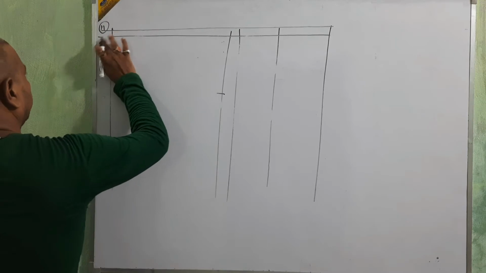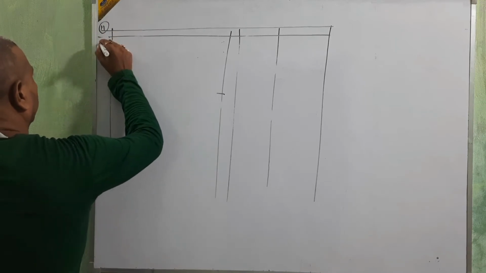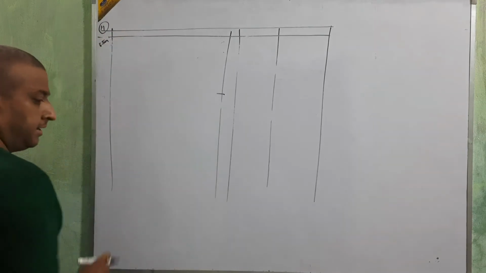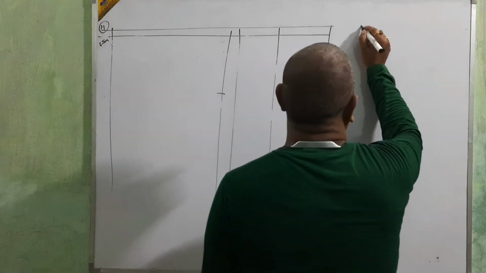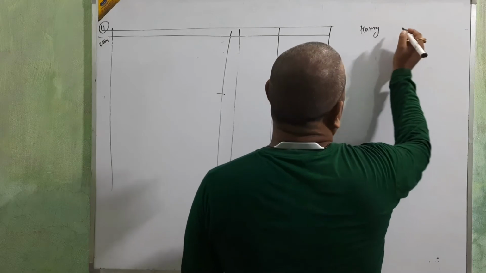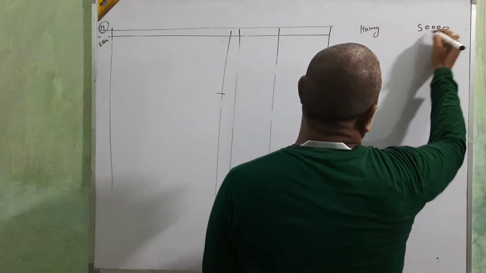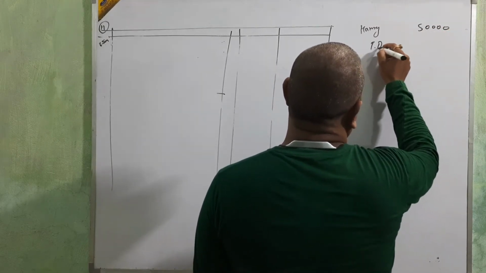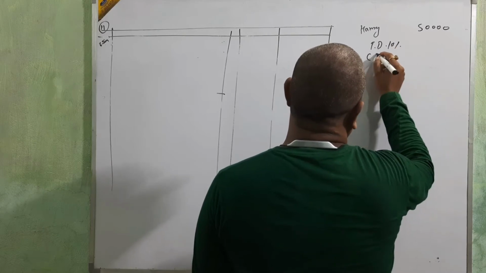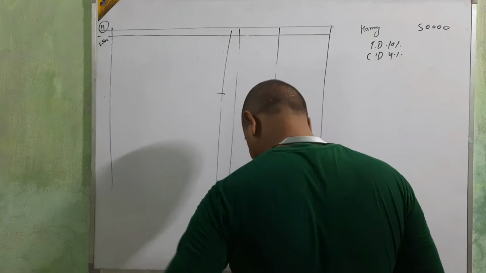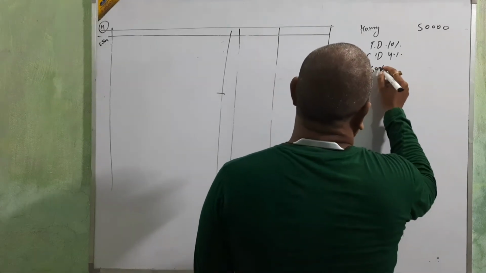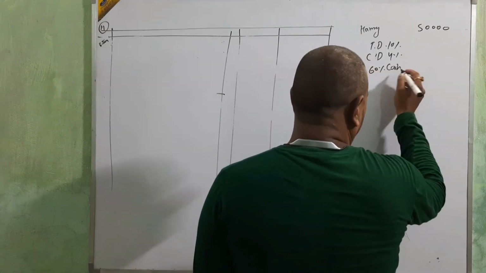Year 2019, January 6. Okay. Purchased goods from Henry for rupees 50,000 on 10% trade discount. Henry 50,000. Trade discount 10%. Okay. And 4% cash discount and paid 60% amount by check. 60% in cash or check or bank.